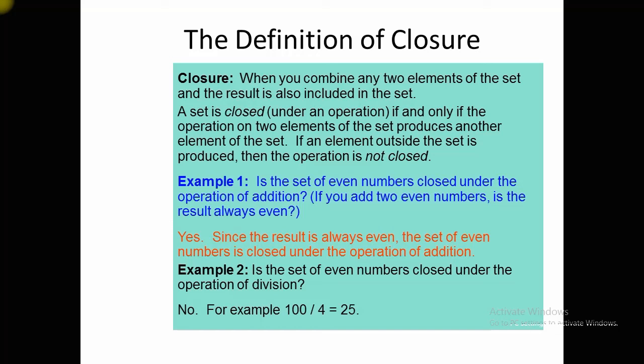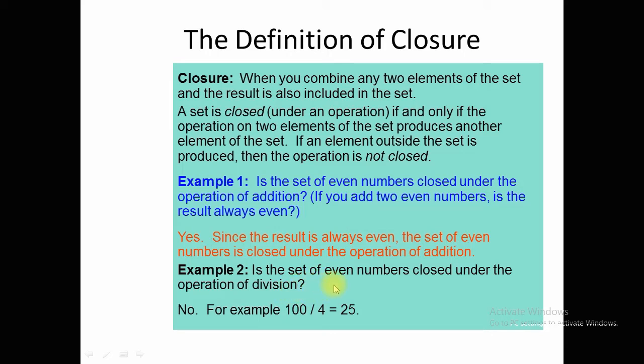Yes, since the result is also even, the set of even numbers is closed under the operation of addition. Now the next example: is the set of even numbers closed under the operation of division? For example, we have two even numbers, 100 and 4. If we divide 100 by 4, we get 25. 25 is not an even number. So the set of even numbers does not have the closure property with respect to division.